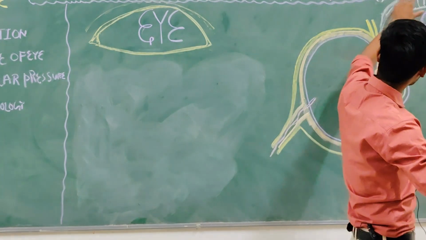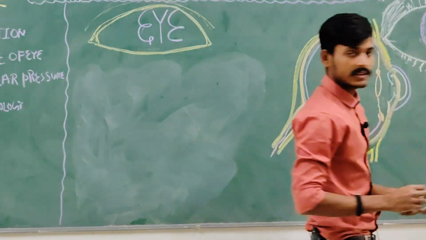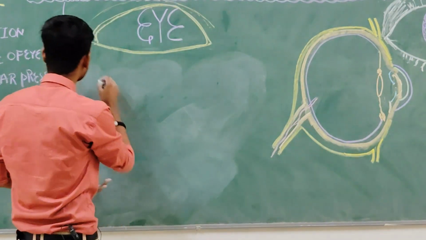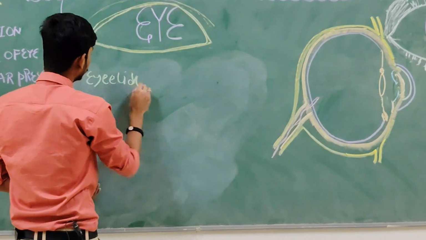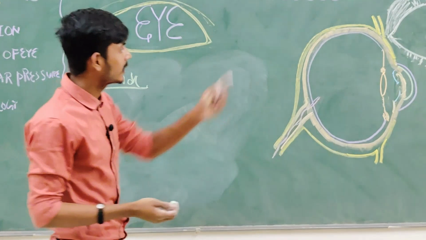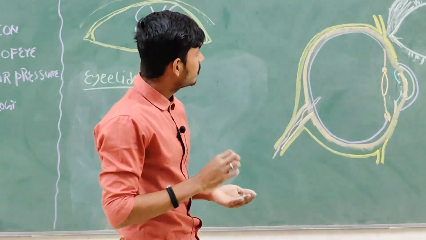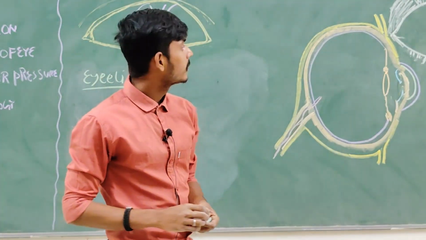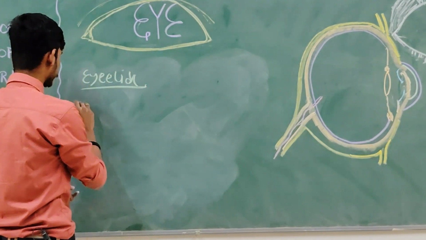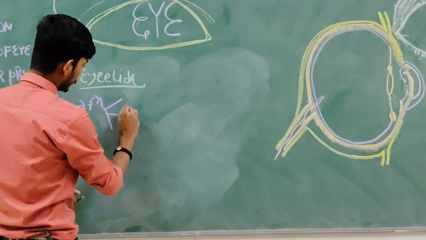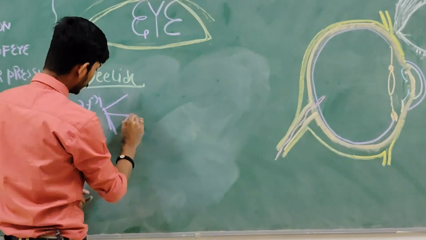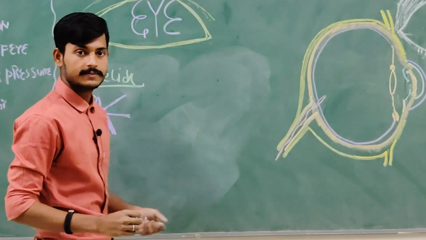First, in the eye, there are the eyelids. There is the presence of eyelids. Their number is 2. But the main feature of this eyelid is their function. Can any one of you tell me what the functions of the eyelid are?